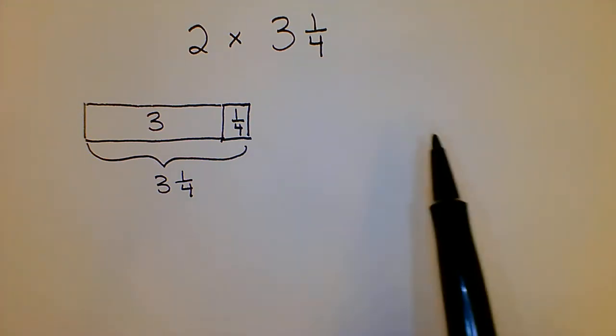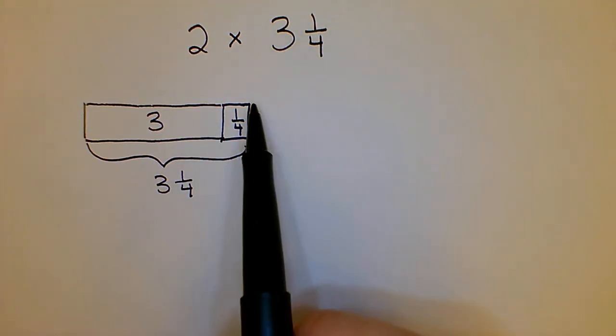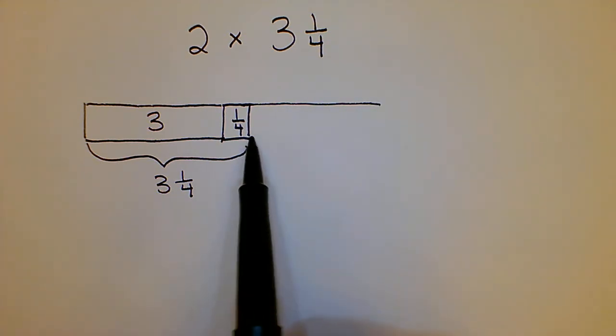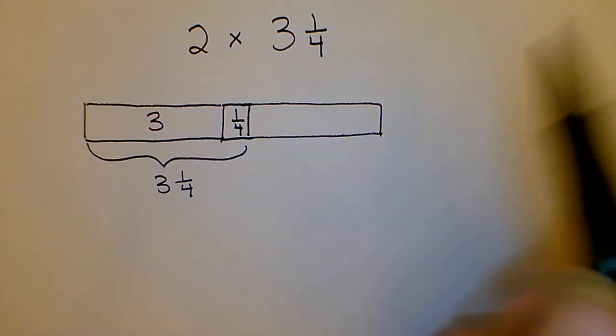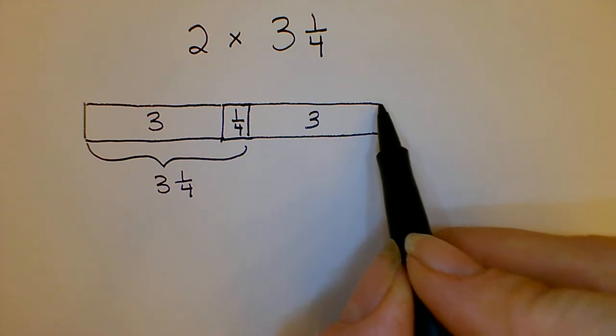Now let's go ahead and do it another time, so we'll have it 2 times. So I'm again going to draw 3 wholes. And now I'm going to, let me write that, and then I'm going to add on that 1/4.